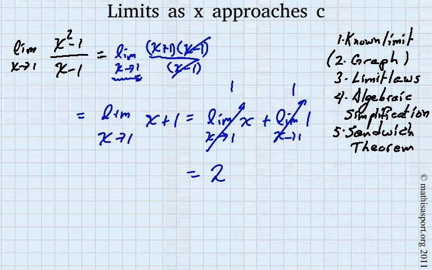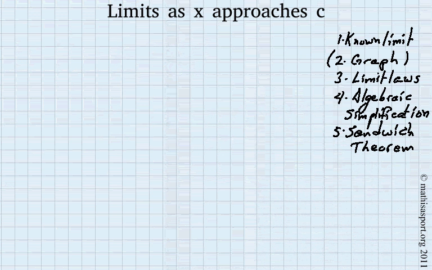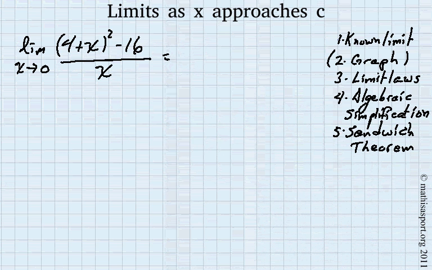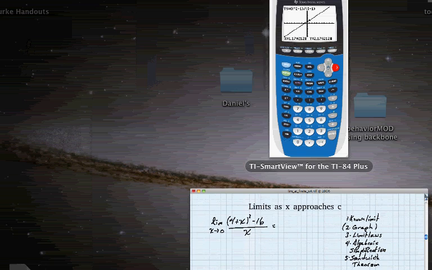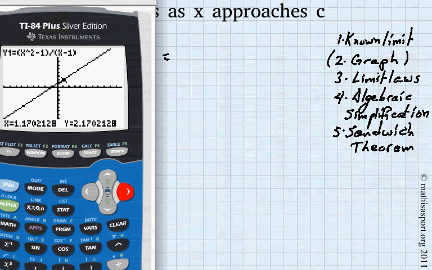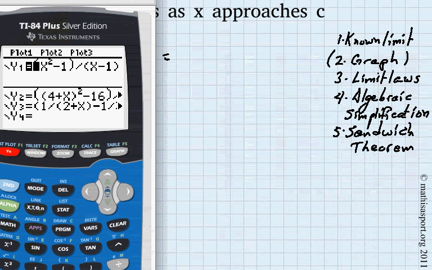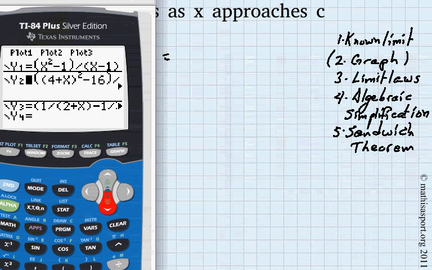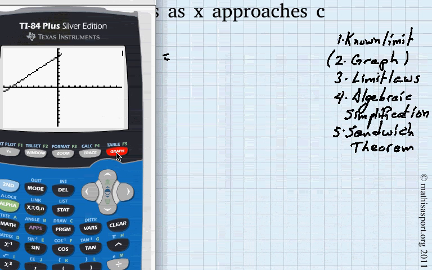Let's try something else. Try another one. Okay, here's an expression, clearly not a known limit. We'll graph it just to get some intuition about what we're looking for. And if you look in your y, you'll see this function. I'm going to turn off the graph of the first expression now that we've dealt with that. We'll go down to this second one, turn it on, and we get a graph.